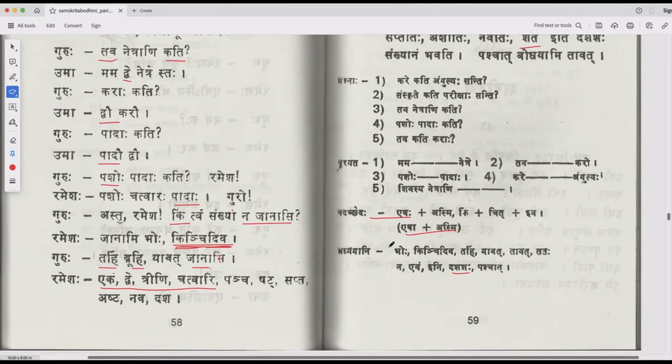Okay. These are all avyayas. We spoke about avyayas in the earlier lessons also. Avyayas are those that cannot be declined in the form of a shabda.